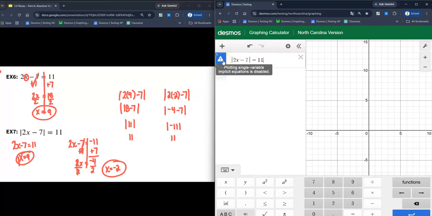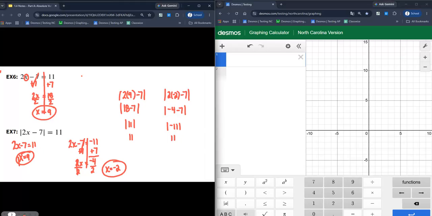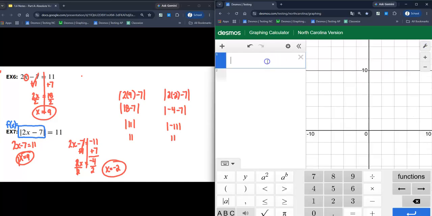If you're in the real version of Desmos, it will give you some vertical lines at your answers, but we have to use the testing version, right? So it won't do it for you, but here's what we're going to do to check, and this will work for any equation that you're doing. I'm going to let the left side be f of x. So over here, I'm going to type in f of x equals absolute value bars 2x minus 7.